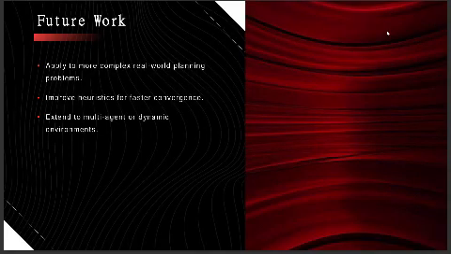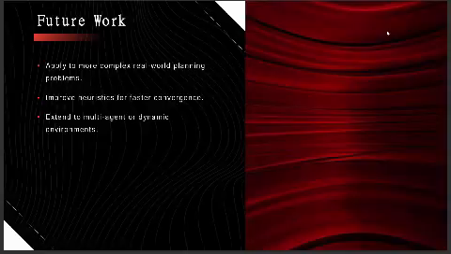And here's the future work. In future we may extend this work by applying these algorithms to more complex real world planning problems, by improving the heuristic for faster convergence, and also by extending the problem to multi-agent or dynamic environments.